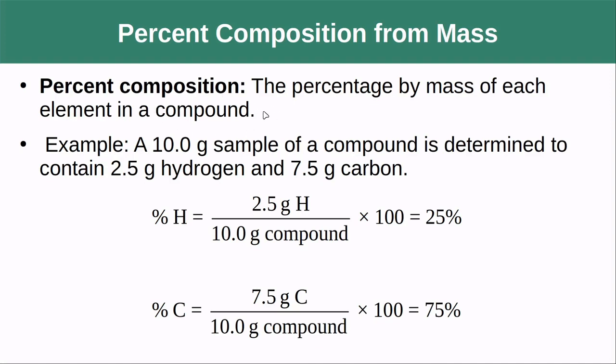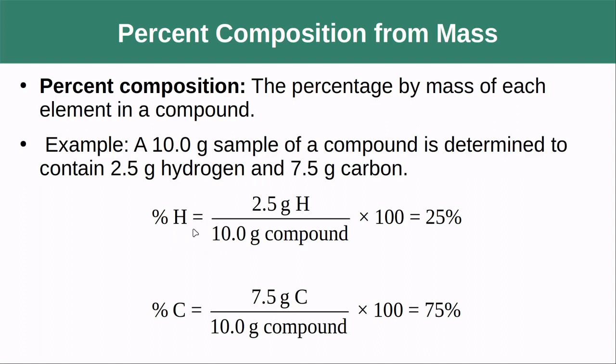So we know that compounds are composed of multiple different kinds of elements a lot of the time, and we can talk about what the percentage by mass is of each one of the elements that make up that compound. As an example, we might be given some data that looks like this. A 10-gram sample of a compound is determined to contain 2.5 grams of hydrogen and 7.5 grams of carbon. The first thing I notice when I read this is that 7.5 grams plus 2.5 grams is equal to 10 grams. So I know that this sample is composed of just hydrogen and carbon.